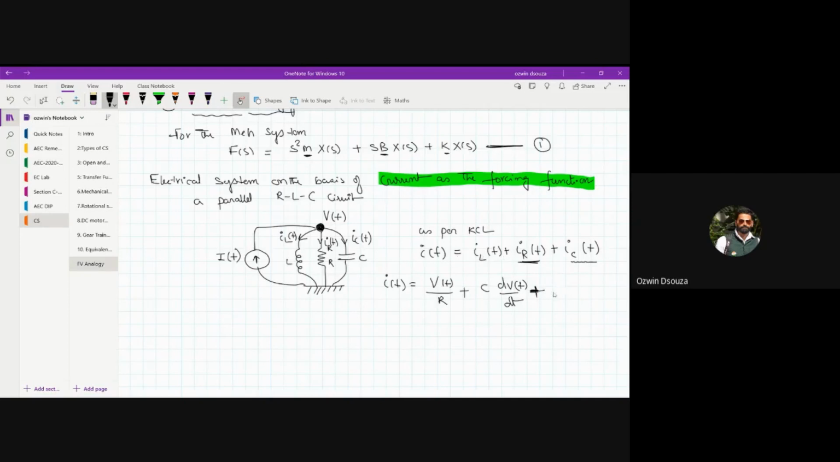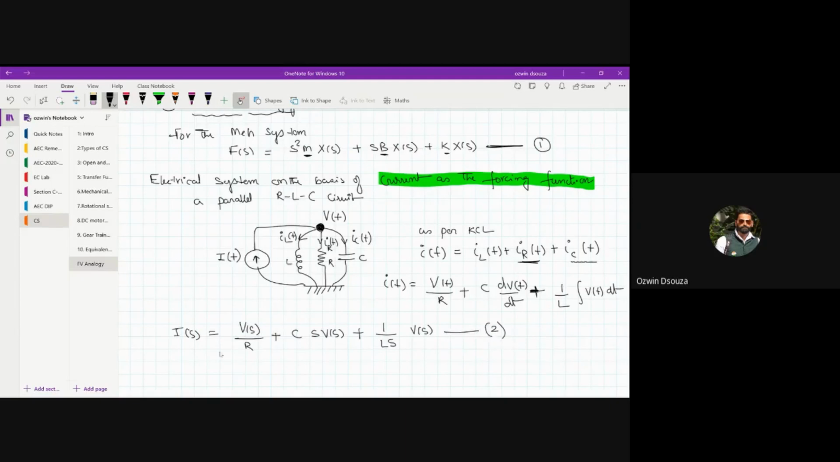And current through the inductor is nothing but 1 by L into integration of voltage, V of t into dt. Or the Laplace counterpart, I of t as I of s: V of t becomes V of s divided by R plus C into, it's a differential function, so s into V of s, plus, it's an integral function, so you will have 1 by L into 1 by s, or 1 by Ls into V of s. Let's take this as equation 2.